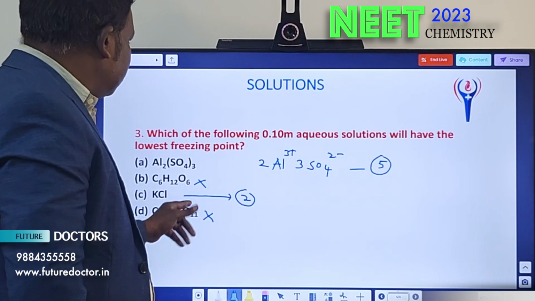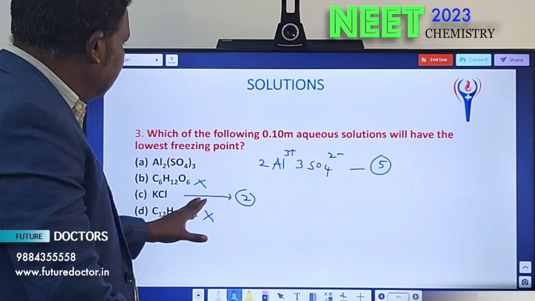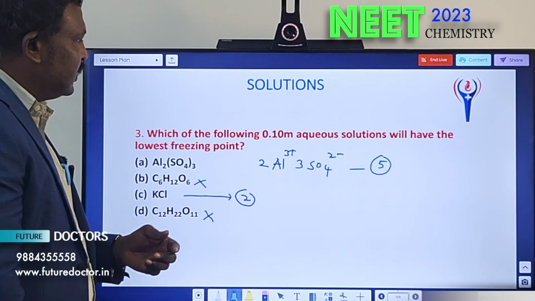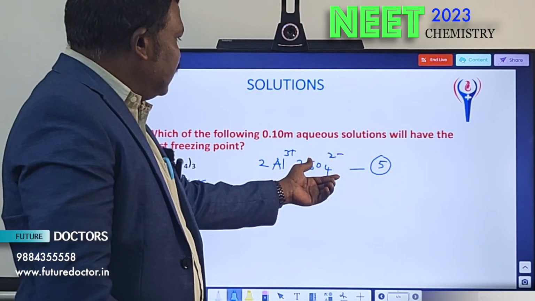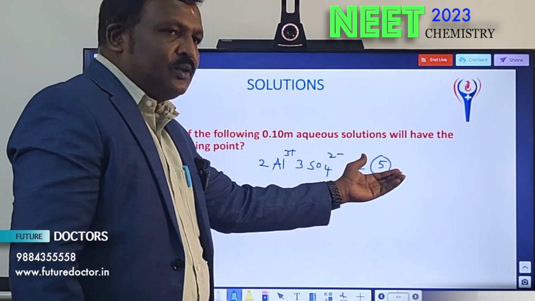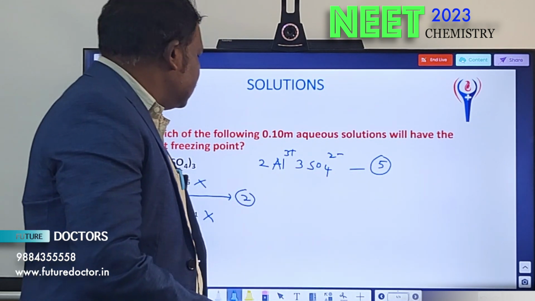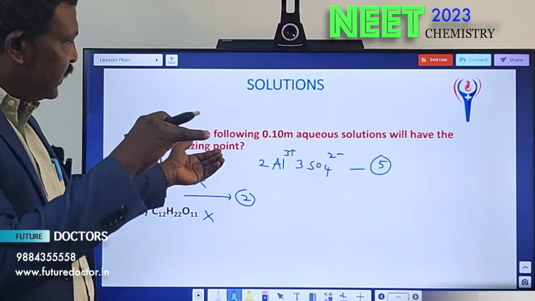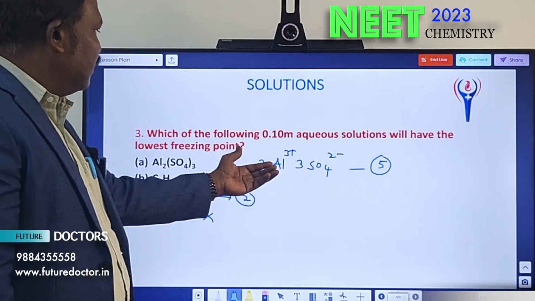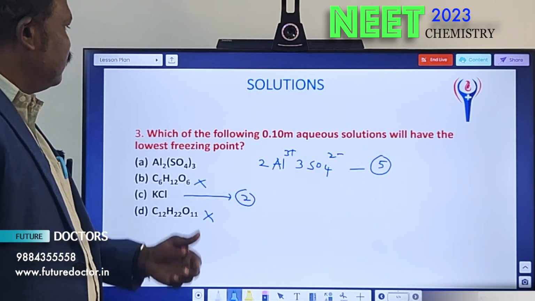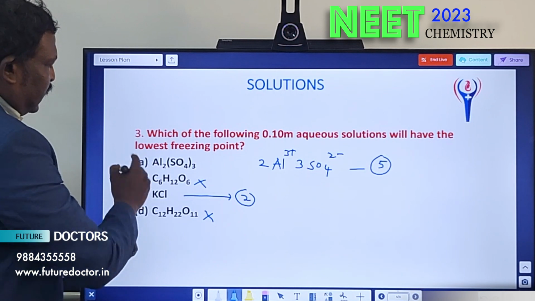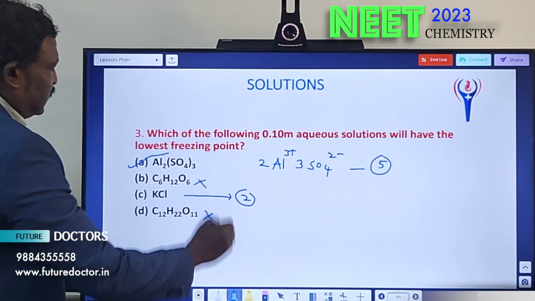It forms 2 ions. But this is not an electrolyte. So leave it. So among A and C only we have to select which one will be the correct answer. So here aluminum sulfate produces 5 ions. As the number of ions increases, the freezing point goes on decreasing. So the term is called depression of freezing point. So aluminum sulfate only has the lowest freezing point. So answer A is the correct one.